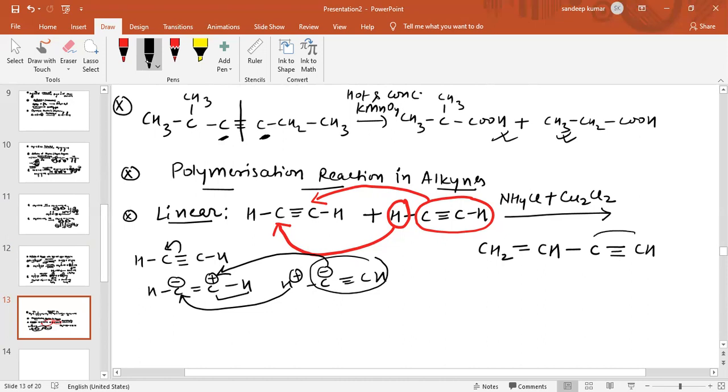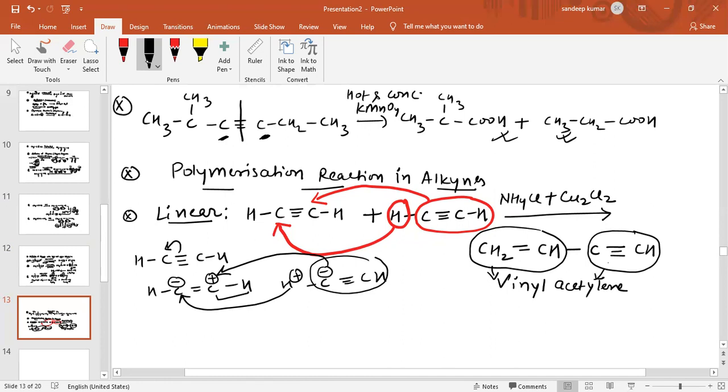As we know, this compound is acetylene, and this is the vinyl group. CH2 double bond CH is the vinyl group. On the vinyl group there is acetylene, so this compound we call vinyl acetylene, because this is vinyl and this is acetylene. So this is basically the polymerization reaction. Now see another thing.